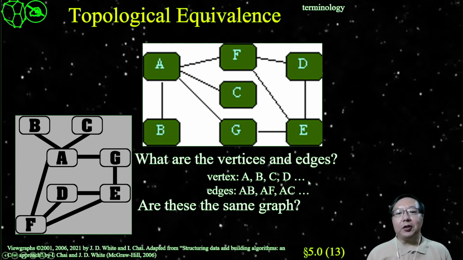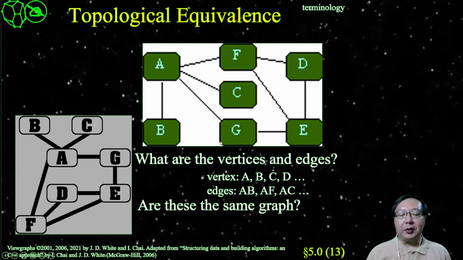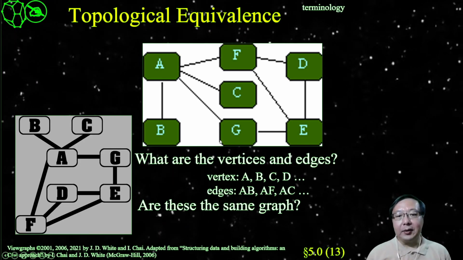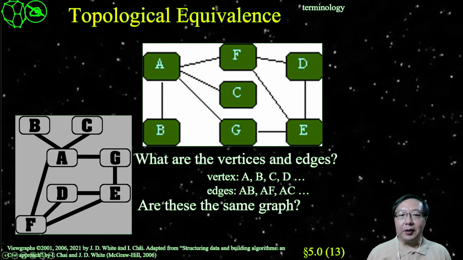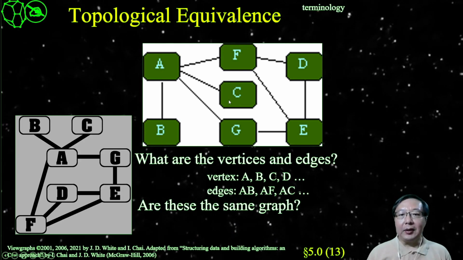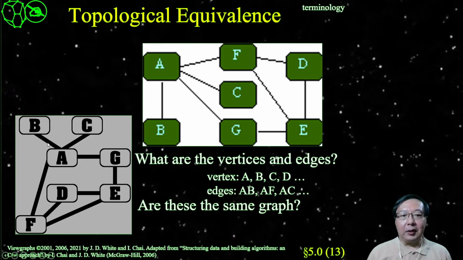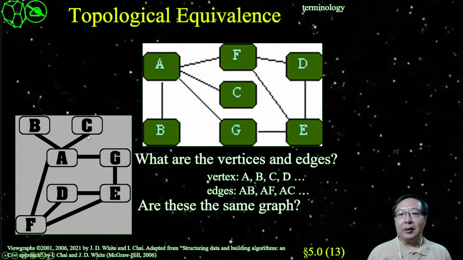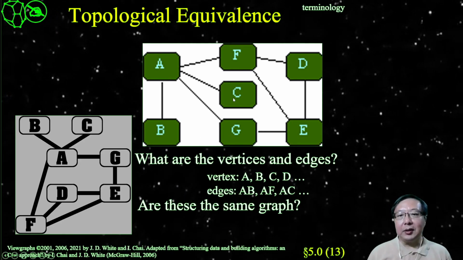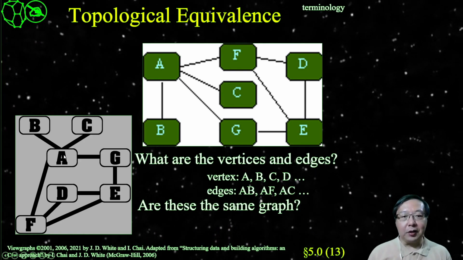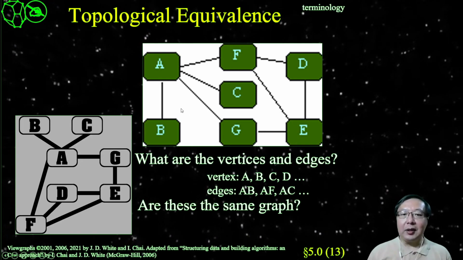Now to the topic of topological equivalence. If you look at these two pictures, they look quite different. But actually, if you look at them carefully, A is connected to B and F and C. This A is also connected to B and F and C and G, sorry. So you've got A is connected to B, G, C, and F. So this A is also connected to B, G, C, and F. So you see that they have the same connections.